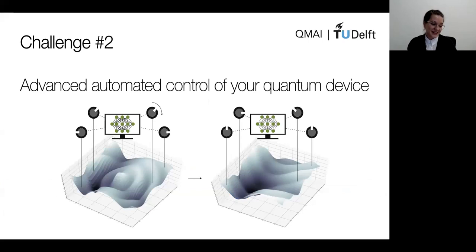Second thing is automated control of the quantum devices. One thing that you didn't see on all those super pretty pictures I showed at the beginning of my talk on the introductory slides is that how it works in practice is that next to the quantum device, there is one or a group of graduate students who have to monitor and tune it and turn the knobs all the time, because it's so complex.